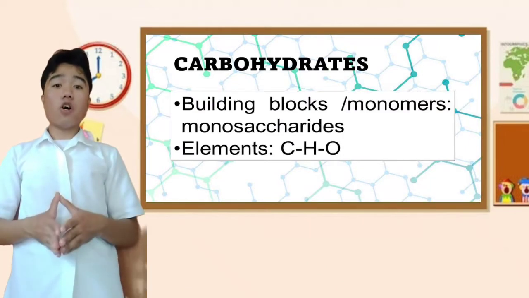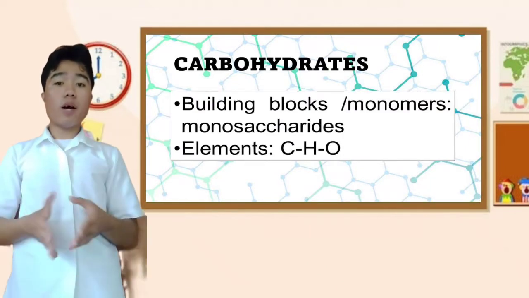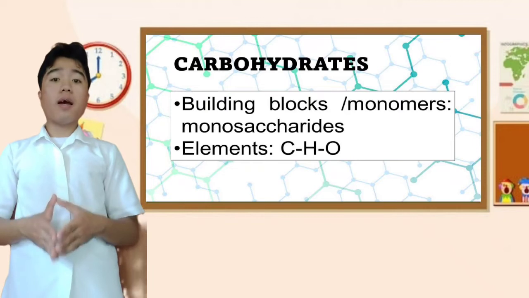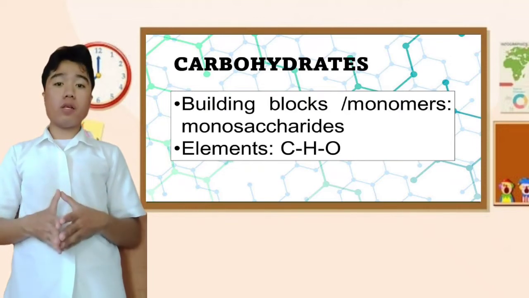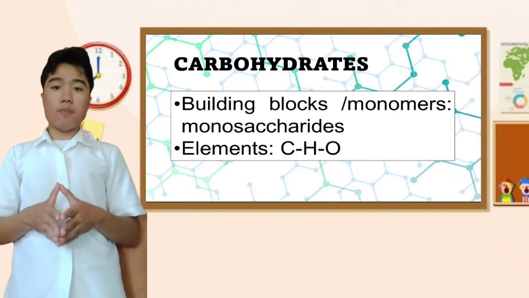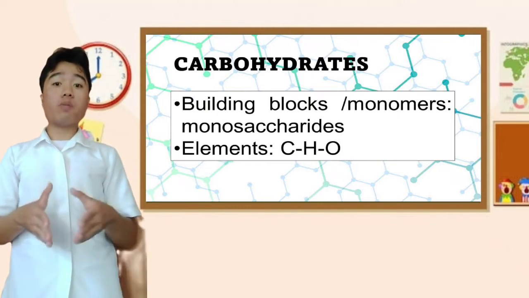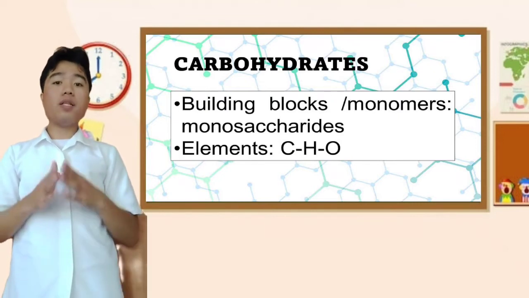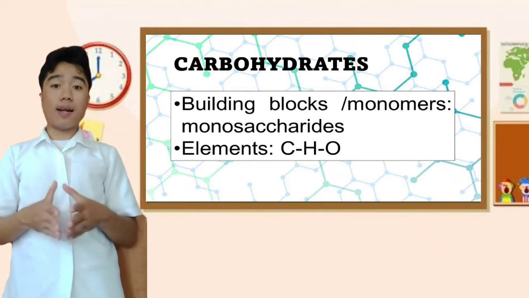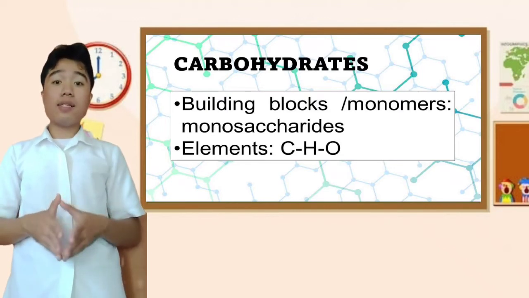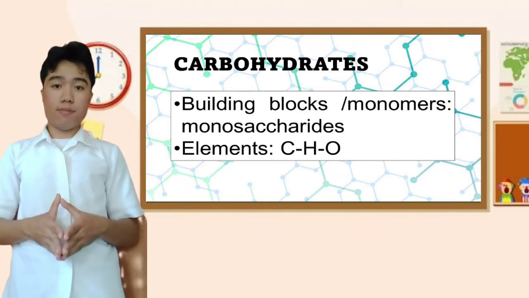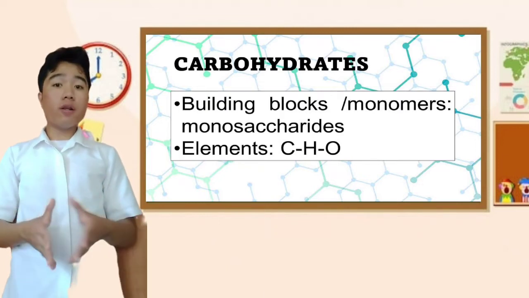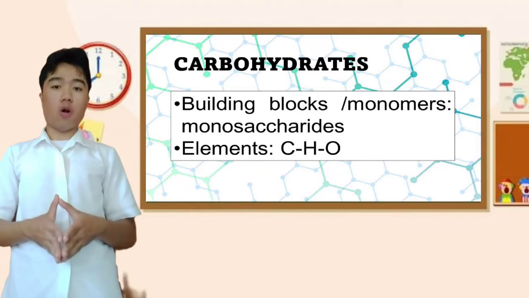So, the building blocks of carbohydrates, or the monomer of carbohydrates, is monosaccharides. In the next slides, we will encounter this word building blocks because every type of biomolecule has its own building blocks. A building block is important to form certain biomolecules like carbohydrates. As I have said, the building block of carbohydrates is monosaccharides. Mono means one, and saccharides is another term for sugar. And the elements that comprise carbohydrates are carbon, hydrogen, and oxygen, or CHO.